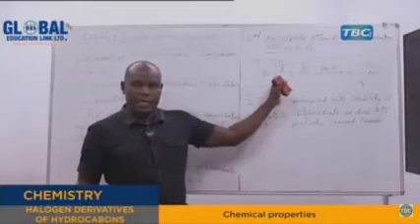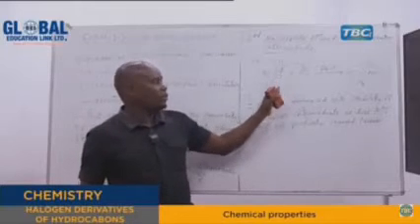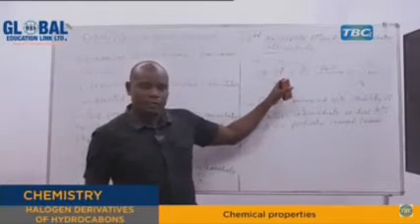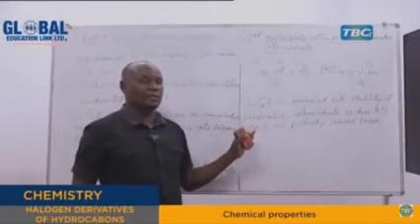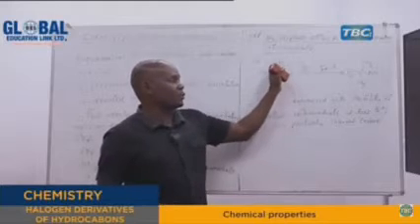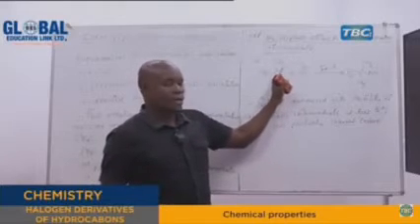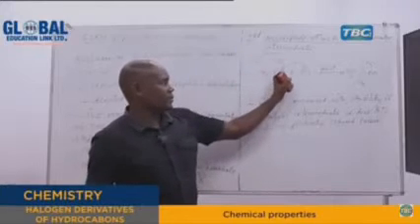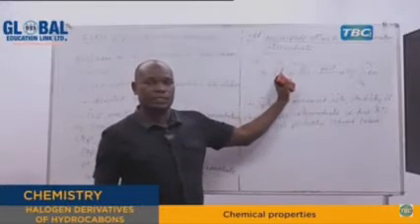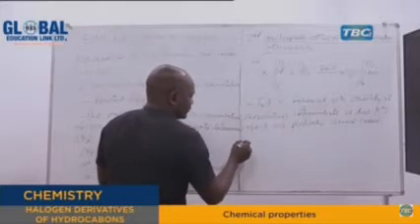the tertiary alkyl halides will be fast in this kind of reaction than the secondary and the primary alkyl halides due to stability of positively charged carbonium ion, whereby the alkyl group here releases electrons, thereby stabilizing the positively charged carbon.